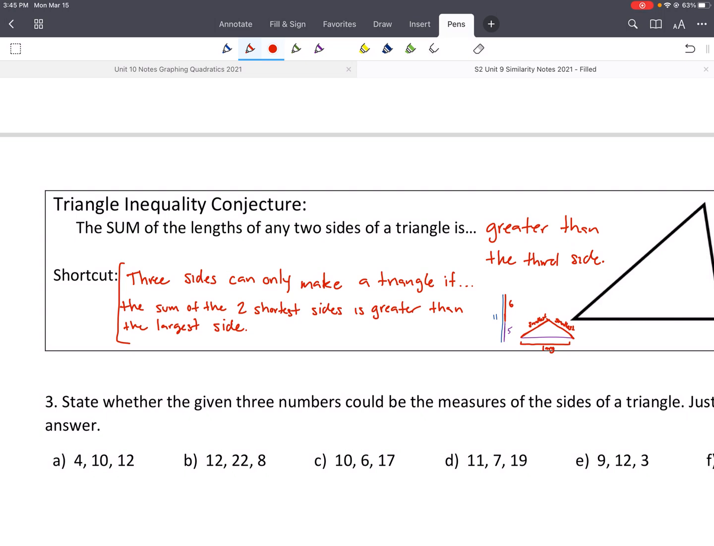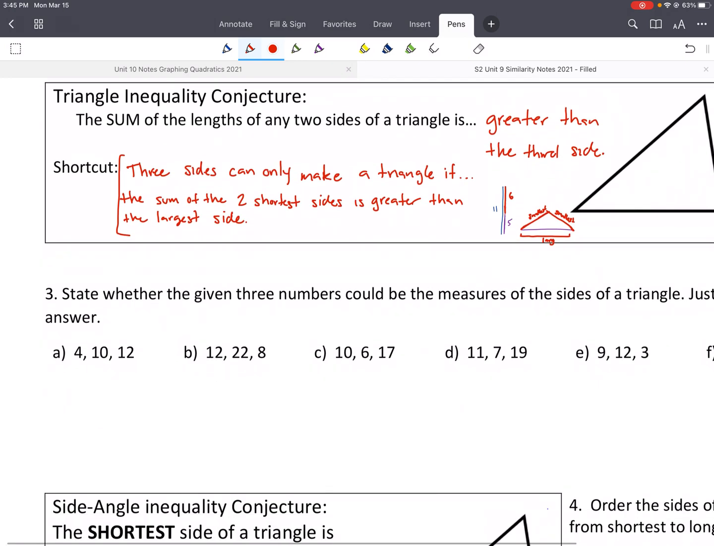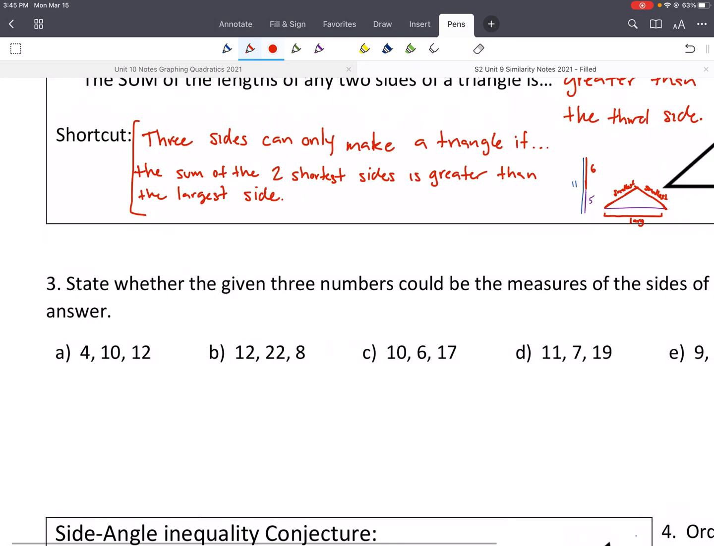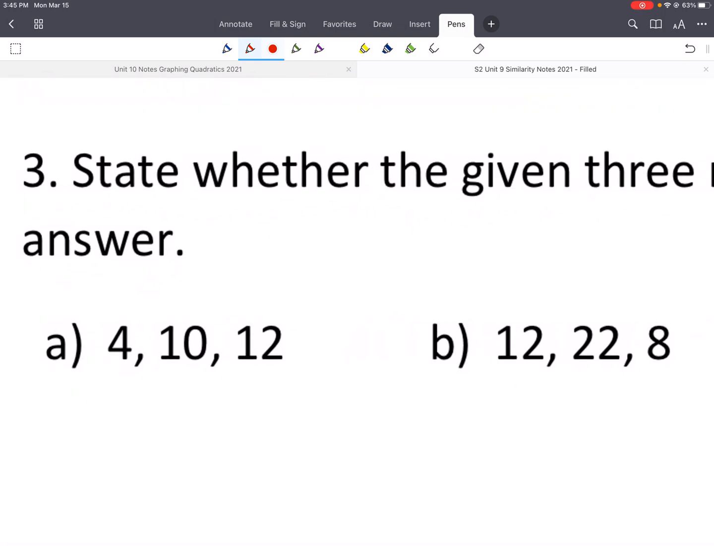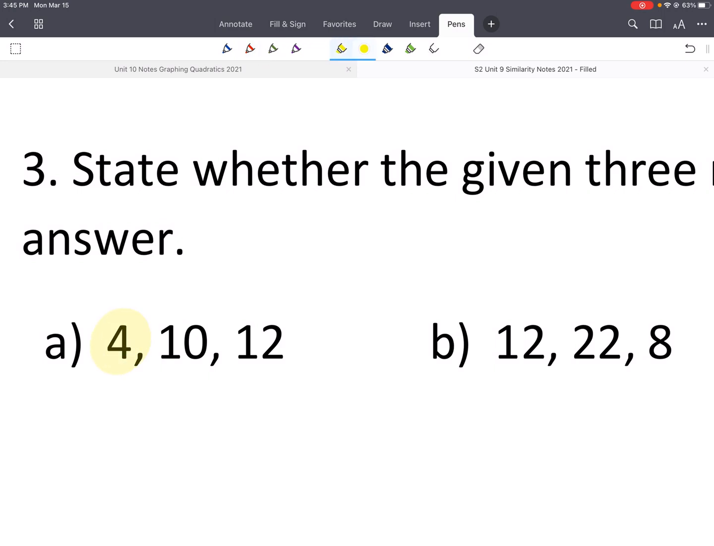There are some great ideas online that explain it using triangles and stuff like that. So, all right, let's answer these questions. It says, state whether the given three numbers could measure the sides of a triangle. Justify your answer. So we need to find our two smallest sides. That's 4 and 10. We add those together. That gives us 14. Okay. And is 14 greater than 12? We'd say yes, so it can make a triangle.